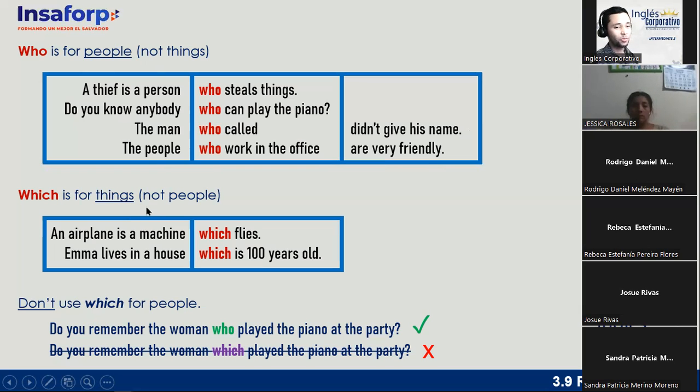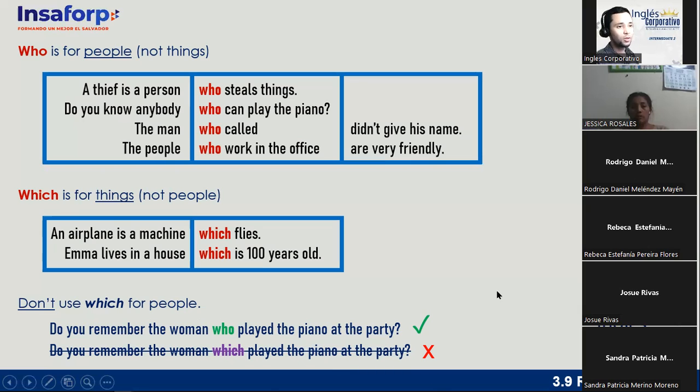Okay, always remember this. An airplane is a machine which flies. Emma lives in a house which is 100 years old. Okay, just remember who is for people, which is for things. Don't use which for people. Always remember this. Do you remember the woman who played the piano at the party? This is good, okay? But if you say, do you remember the woman which played the piano at the party? This is wrong, all right?